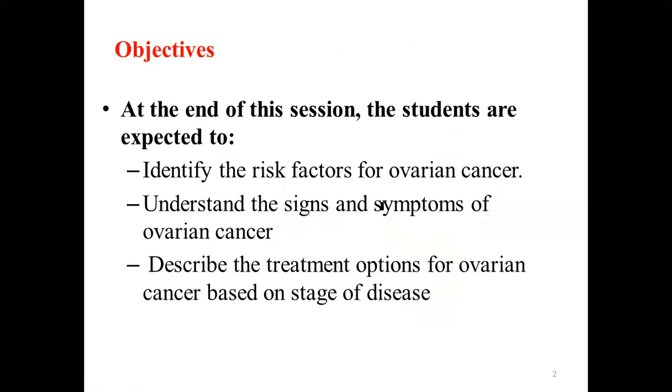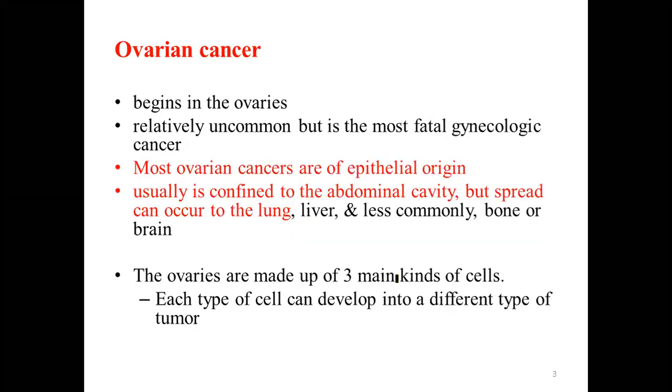So what is expected at the end of the session? At the end of the session, you are expected to identify the possible risk factors that can increase the risk of ovarian cancer in the female population. Then, what are the signs and symptoms of ovarian cancer? And finally, you should be able to describe or outline the treatment options for ovarian cancer. So those are the main objectives we are going to achieve at the end of the session.